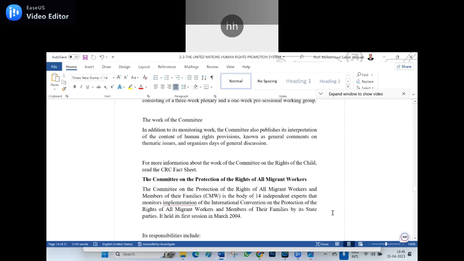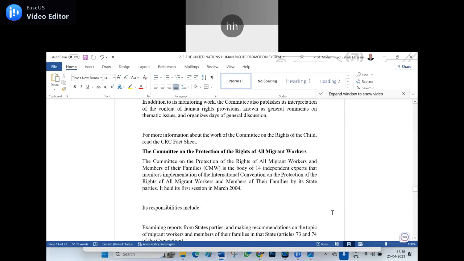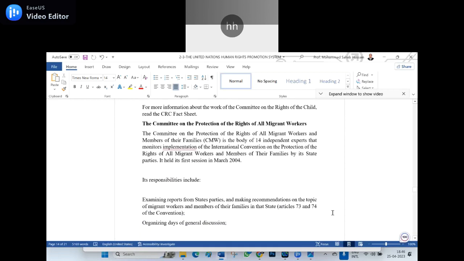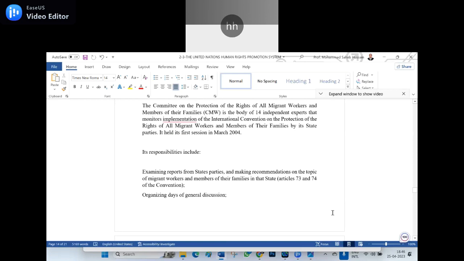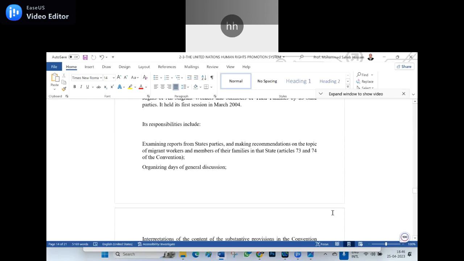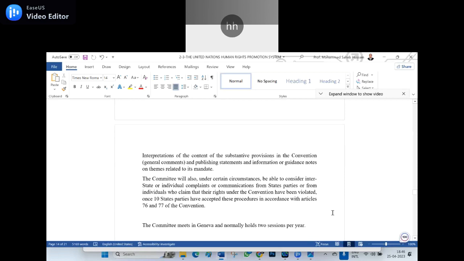Even if necessary, the committee will send inquiry members to see whether any violations of the child have been done or not. The Committee on the Protection of the Rights of All Migrant Workers, the CMW, also has 14 independent experts. All the experts see whether the instruments are implemented in a proper way or not, and they examine the reports of the state parties and make recommendations on the topic of migrant workers and members of their families in the state, depending upon the articles of the convention, articles 73 and 74. And the committee will try to make these out.